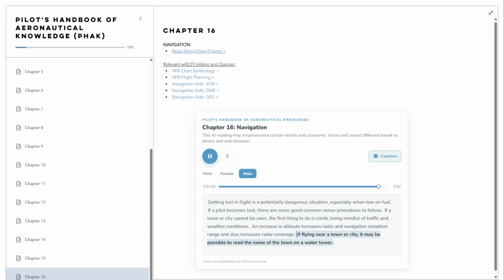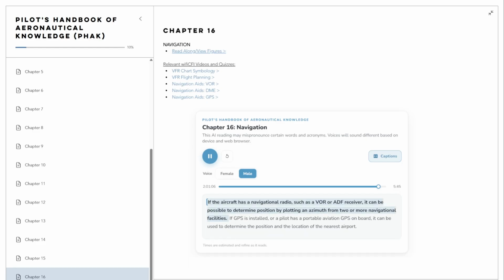If flying near a town or city, it may be possible to read the name of the town on a water tower. If the aircraft has a navigational radio, such as a VOR or ADF receiver, it can be possible to determine position by plotting an azimuth from 2 or more navigational facilities. If GPS is installed, or a pilot has a portable aviation GPS on board, it can be used to determine the position and the location of the nearest airport.